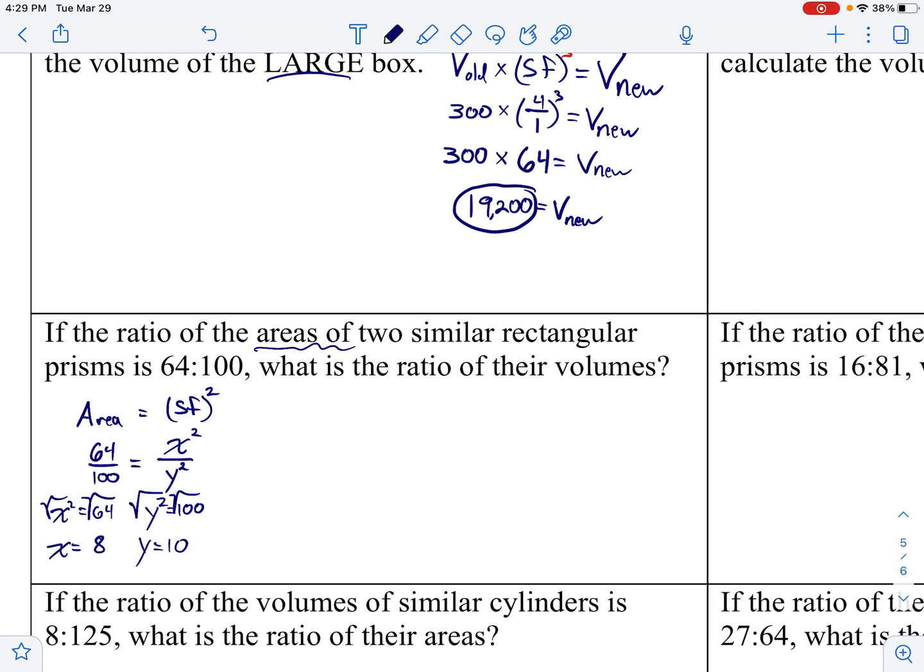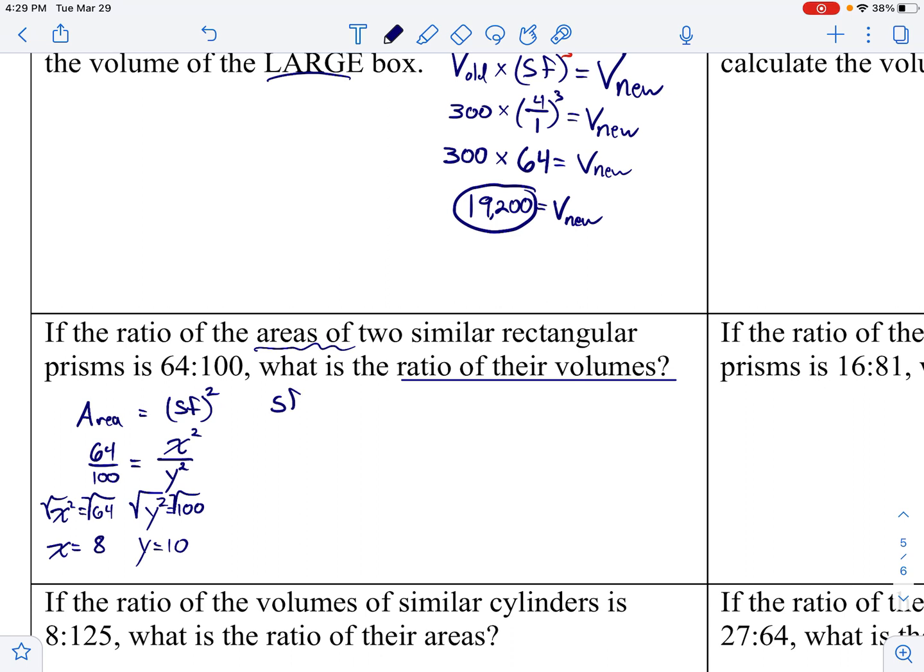So my scale factor is only 8 over 10. And if I think about that, if I square that, that's the same thing as saying 8 squared over 10 squared, which is 64 over 100. So that actually checks out. We did that right. So now, though, they didn't ask us for the scale factor. They asked us for the ratio of their volumes. What fiend wrote this question?